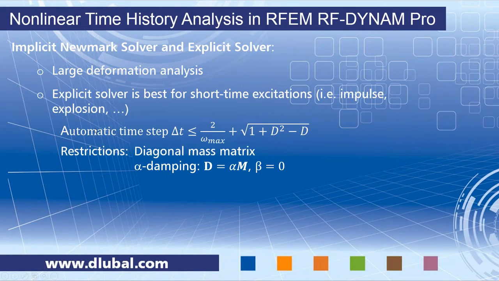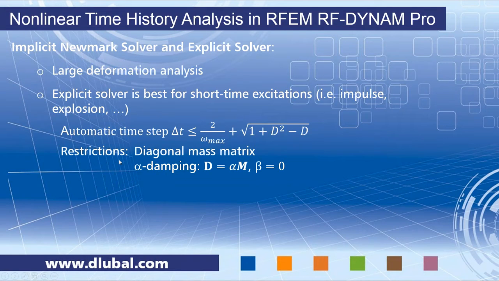And it's a conditionally stable process. So the time step needs to be smaller than the stable time increment. This stability limit is determined with the smallest finite element length. Here the formula is provided, but the omega max is not known by RFEM itself, so it's approximated with the smallest finite element length. This is the automatic time step evaluation, but you are allowed, and it's often required in RFEM, to define an even smaller time step manually. The explicit solver in RFEM has some restrictions.